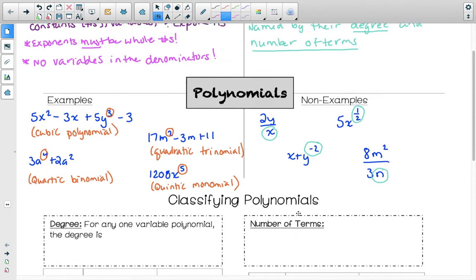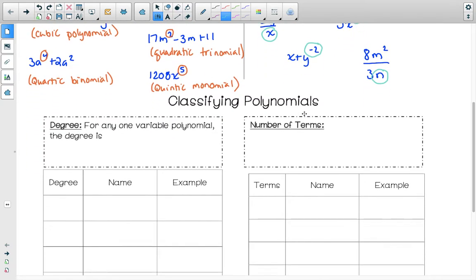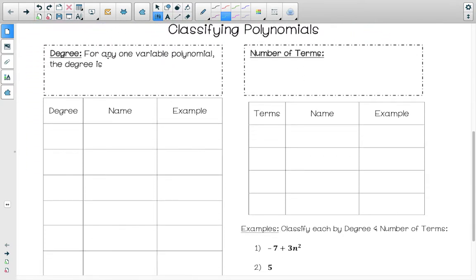So classifying the polynomials goes with the characteristics. We want to name them by their degree and their number of terms. So the degree is for any one variable polynomial. The degree is the largest exponent for that variable.